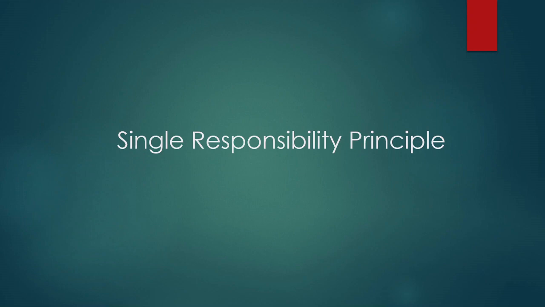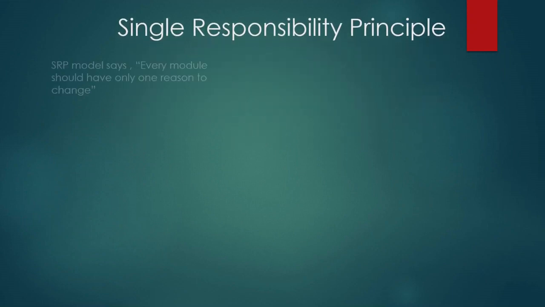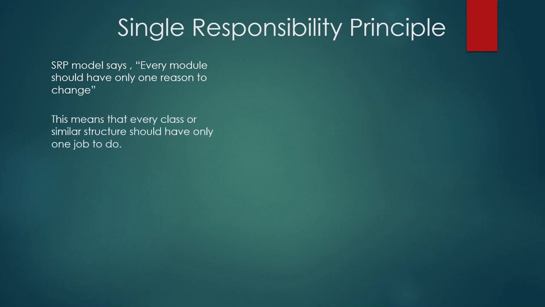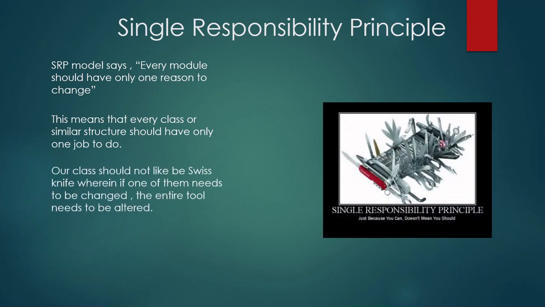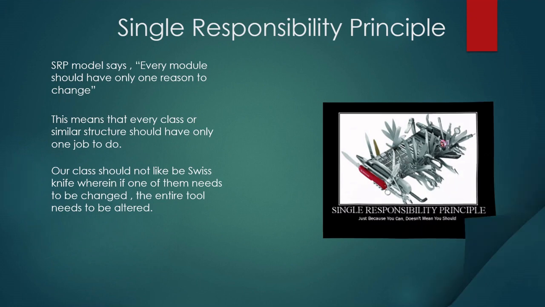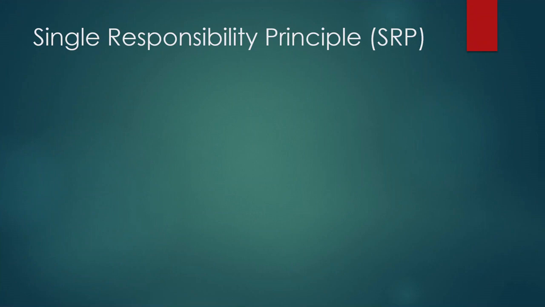So what does the single responsibility principle say? The single responsibility principle says that every class or module should have only one reason to change. This means that every class or similar structure should have only one job to do. Our class should not be one which does all the operations itself. It should not be like a Swiss knife, where if any one tool is faulty, we need to change or repair the entire Swiss knife itself. So our class structure should not be like this.